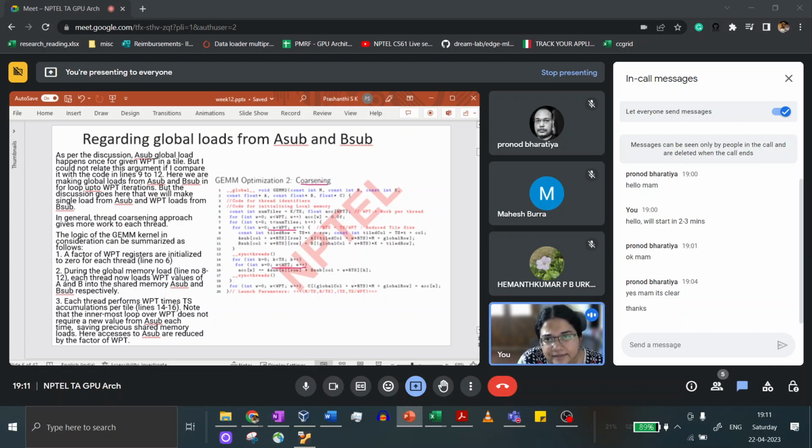So since this is thread coarsening, we talk about the logic of that first. In general, thread coarsening gives more work to each thread. We spoke about this earlier also, but just for a quick recap in case you were not there then or you don't remember. What happens is you actually do some memory loads and stores, right? And then you do some compute.